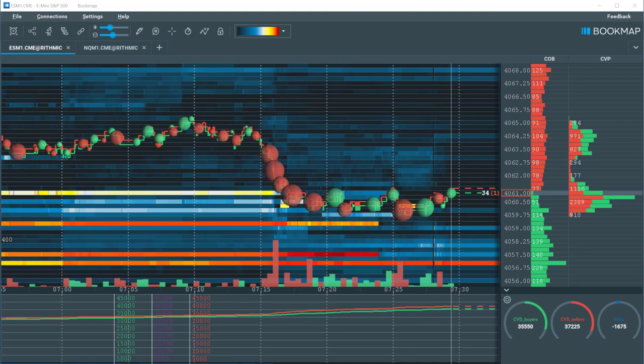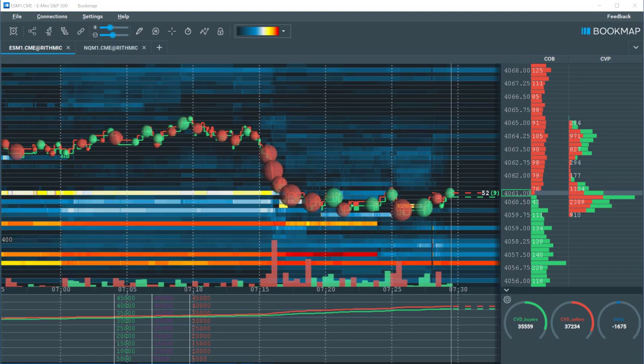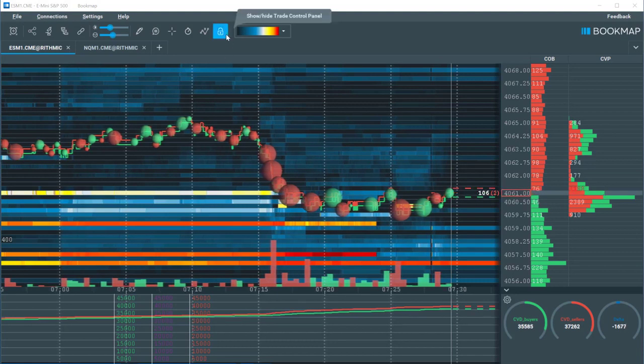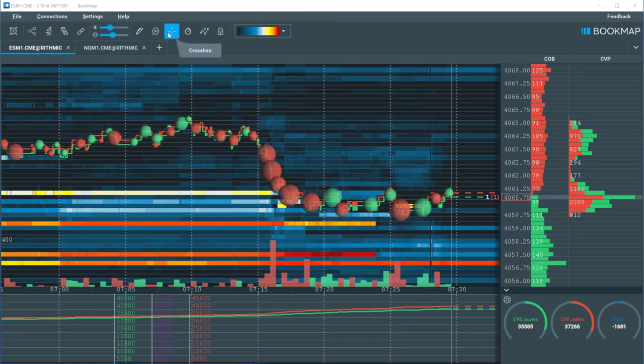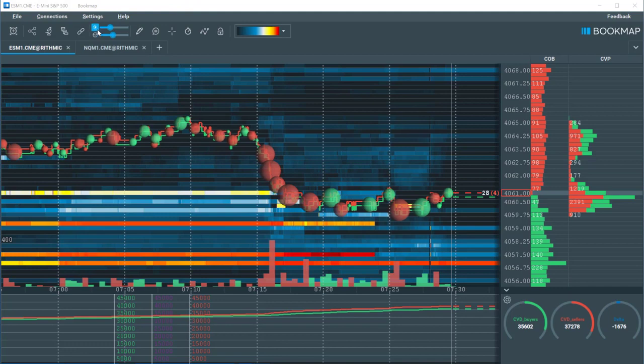In this video, we'll cover the basic elements of Bookmap. We'll briefly go over the layout, and then we'll take a closer look at the core feature of Bookmap, the heat map chart. At the top here, we have the toolbar. There are many options available that will be explored in other videos and can be researched in the knowledge base on Bookmap's website.